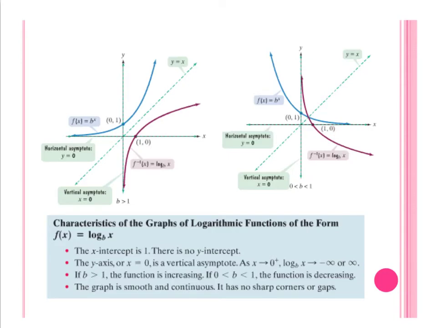Then we also have increasing and decreasing graphs like the exponential. Here we look at the y's. The y's are increasing for the exponential with base values greater than 1. For the logarithm, it's also increasing, so that stays the same. If we have a fraction for our exponential between 0 and 1, it's a decreasing graph. The same is true for our logarithm. The y values start decreasing. Notice that the graphs are smooth and continuous with no sharp corners or gaps.